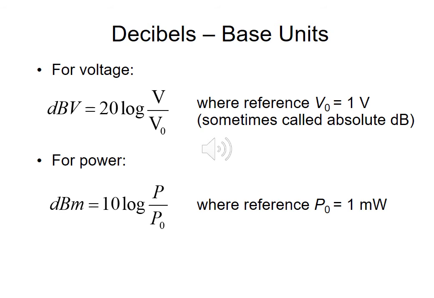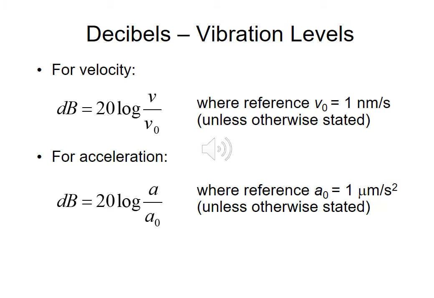For vibration velocity decibels, we would typically take a velocity reference of 1 nanometer per second, and we would divide the measured velocity by that reference. Again, we would calculate decibels by 20 log 10 of the velocity measured over the velocity reference. And for acceleration, the reference is specified as 1 micrometer per second squared, so A0 is 1 micrometer per second squared, and the measured acceleration is divided by that, and then we take 20 log 10 of that to get a measurement in decibels.